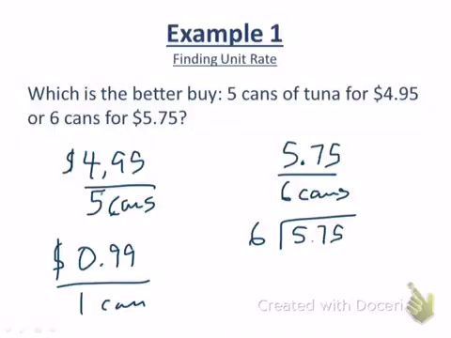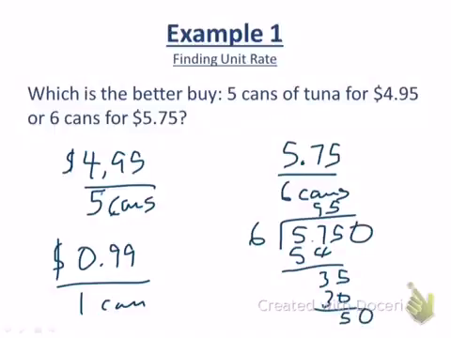6 goes into 57 9 times, that's 54. That's 3. Bring down the 5. That's 7 times, and that's 9 times 7. All right, 5 times, that gives us 30. Subtract there, that gives us 5. Bring down the 0. Why do I need to do that?